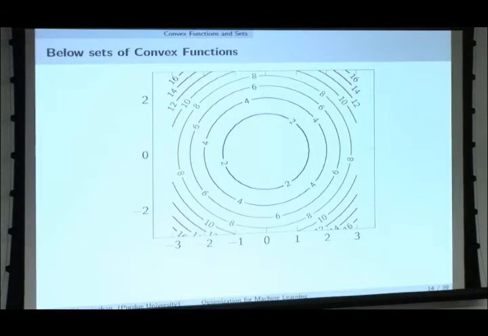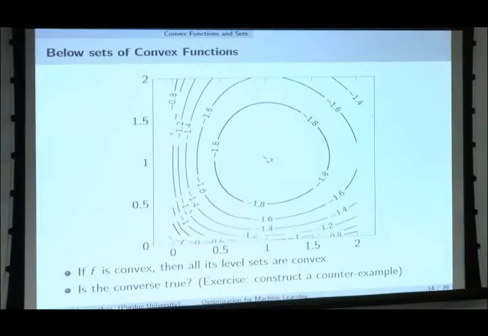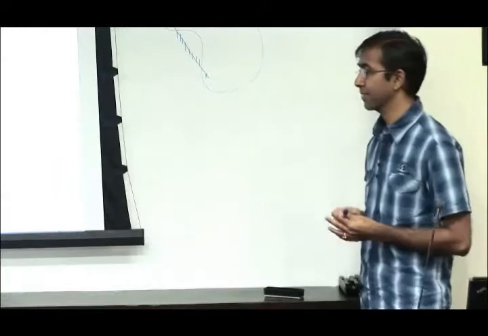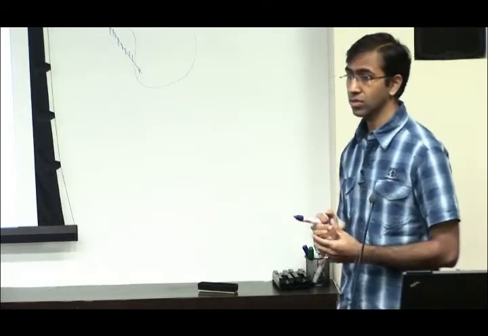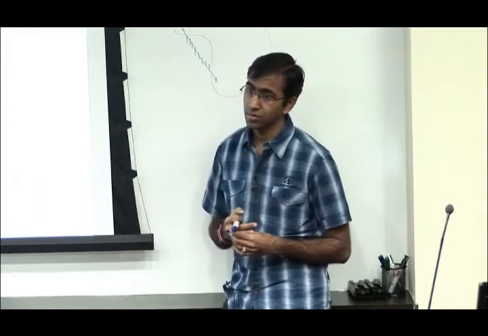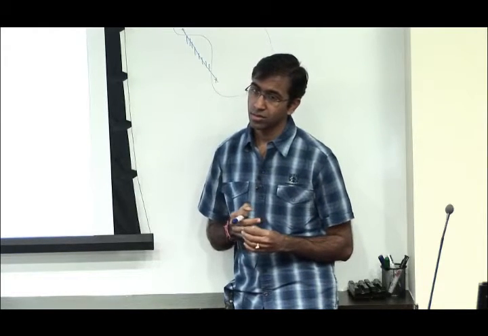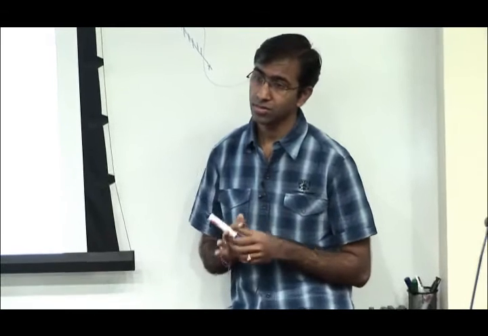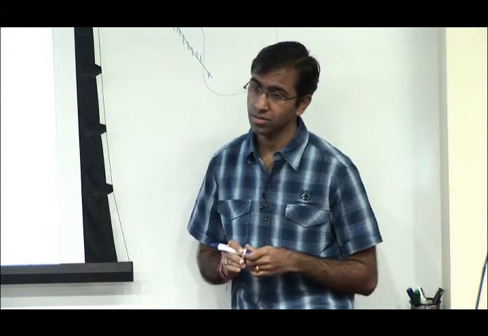There's a very interesting property of level sets, which is that if your function is convex, then all its level sets are convex. But is the converse true? If all the level sets are convex, then can you say that the function is convex?